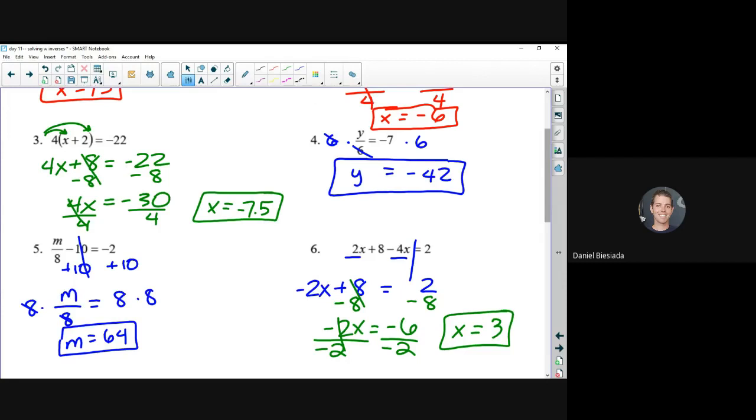Hopefully this video helped you to see a bit of how inverse operations works. In this video, we've primarily focused on adding, subtracting, multiplying, and dividing to solve these equations. However, in class, we will take a look at solving with square roots and cube roots to help complete your understanding of inverse operations.